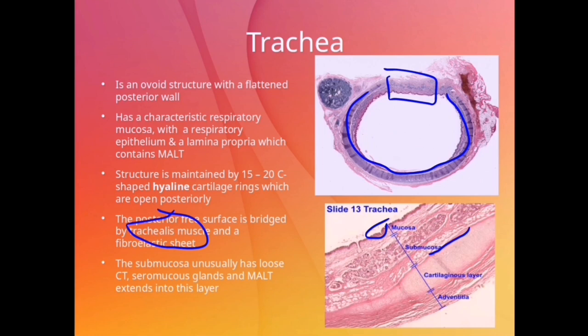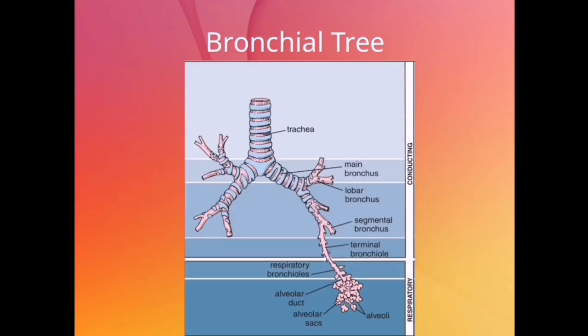So the function of the cartilage within the trachea is for support. It provides structural support to the trachea and maintains the patency of the trachea, preventing its collapse. It also allows the trachea to have flexibility, so it enables it to expand and contract during breathing without collapsing. Now let us look at the bronchial tree.